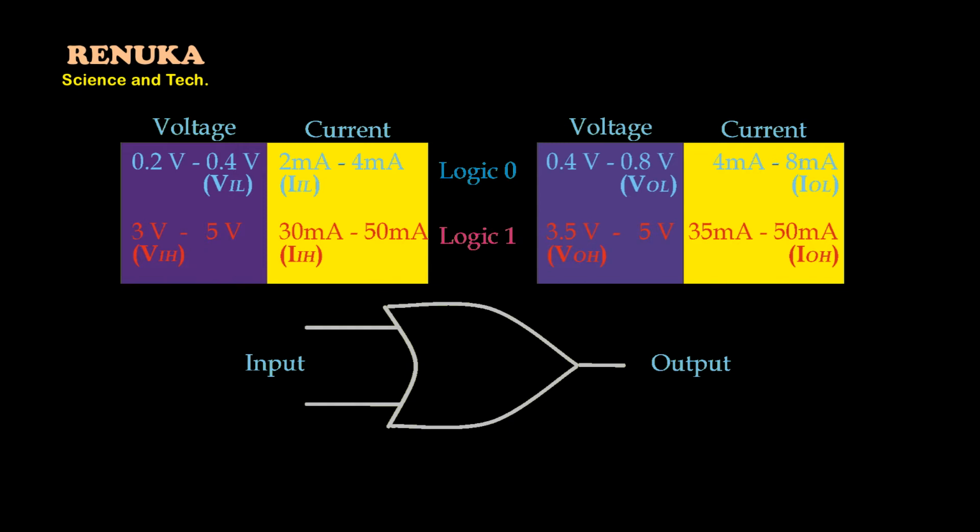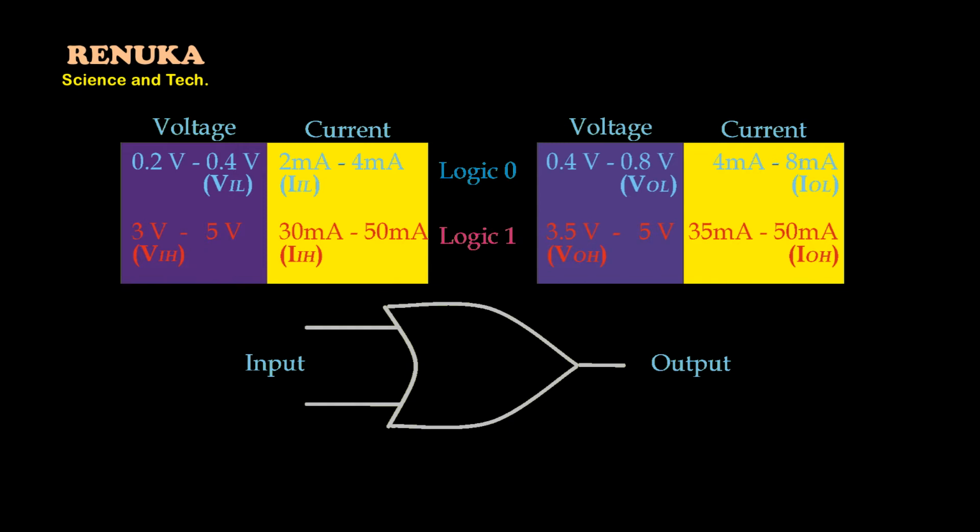The current range for logic 0 is 2 milliampere to 4 milliampere. So the current in between this range will be considered by the gate as logic 0. Similarly, for logic 1, the current range is 30 milliampere to 50 milliampere. That means the current in this range will be considered as logic 1 by the gate.